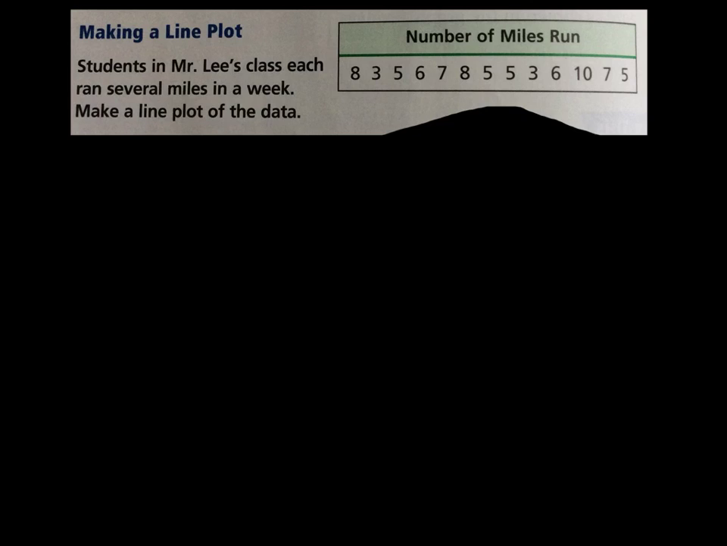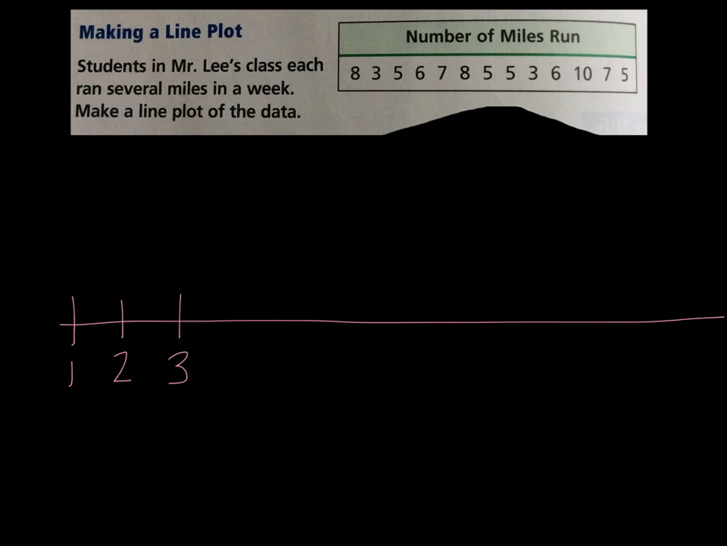Okay, students in Mr. Lee's class each ran several miles in a week. Make a line plot of the data. So this is the number of miles run. First, I'm just going to start by doing my line plot, and I have to start at a good number. I don't have to start at 1, but I just make sure I label. Numbers go on the bottom.